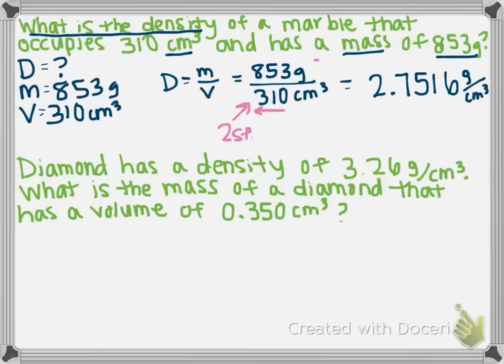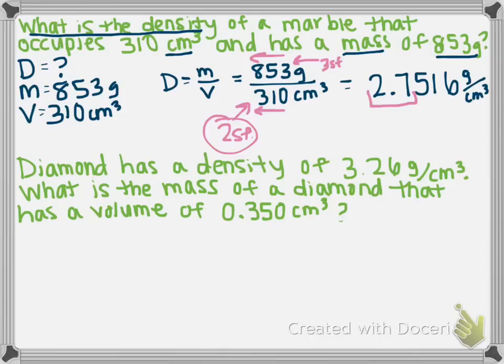And 853, no decimals, so I count in that direction. And that has 3 sig figs. Okay, so my final answer needs to have the least amount of sig figs that are used in the equation, and in that case it's 2. Okay, if I need this to be 2 sig figs, it needs to be that many numbers.